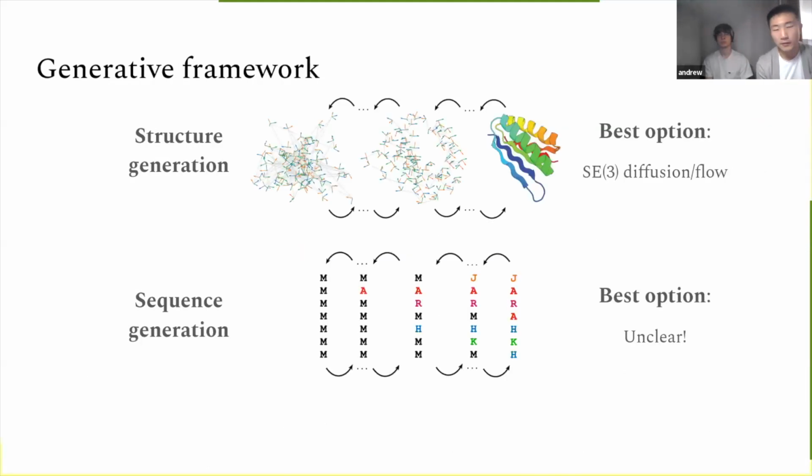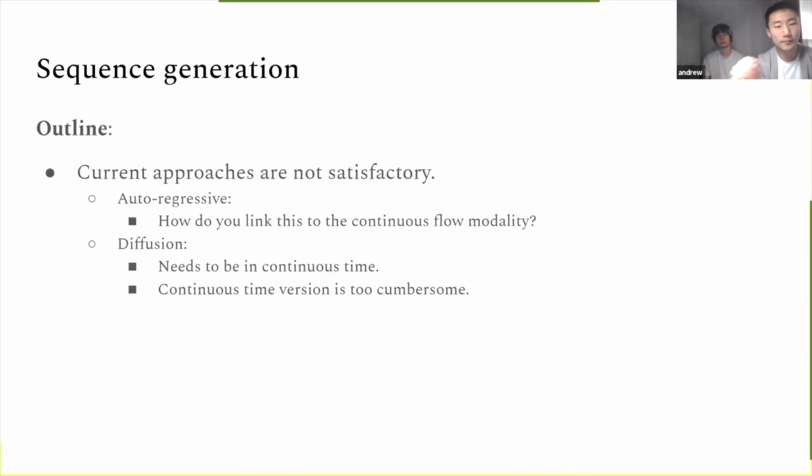Some of our previous works have tackled the problem of the structure generation portion: things like RFdiffusion, FrameDiff, FrameFlow. We found that diffusion and flow matching methods work pretty well in the structure space. But for sequence generation, the answer of what works best in the protein context is very unclear. So this is what we set out to solve with the technical contributions of this work.